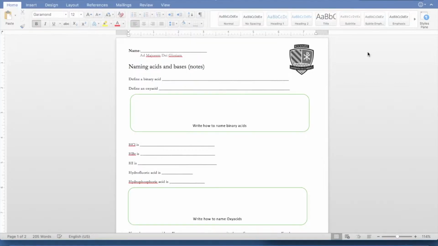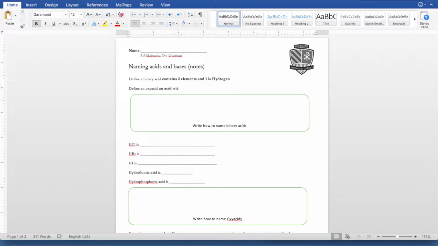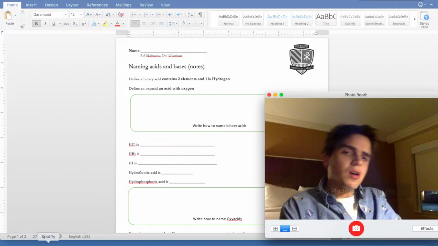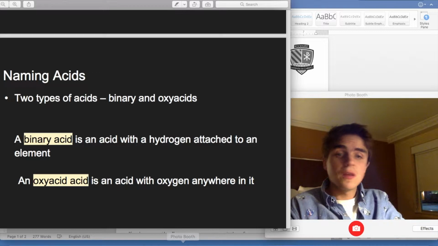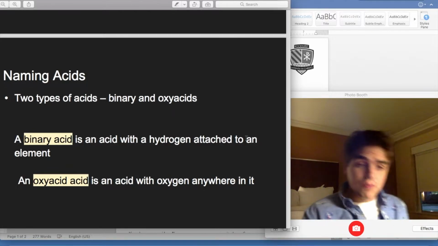So on your sheet, I've asked you to define a binary and oxy acid. I may have quickly changed this around and put oxy acid down here with how to name oxy acids. But a binary acid, of course, is one which contains two elements, and one is hydrogen. And an oxy acid is literally just defined as an acid with oxygen. And remember, an acid in this class at least is pretty much going to start with H. So as long as it starts with an H, you're pretty much there. That's really nice, and frankly, they're pretty straightforward.